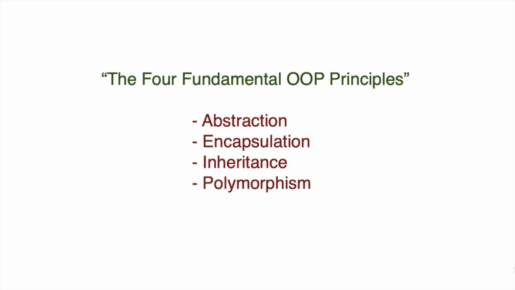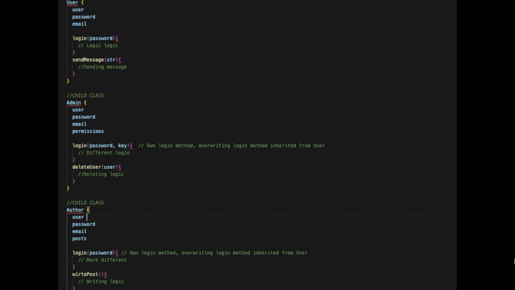Finally, the last principle is polymorphism. Polymorphism comes from Greek, where it literally means many shapes or many forms. Now in the context of OOP, in simple terms, polymorphism means that a child class can override a method that is inherited from the parent class.